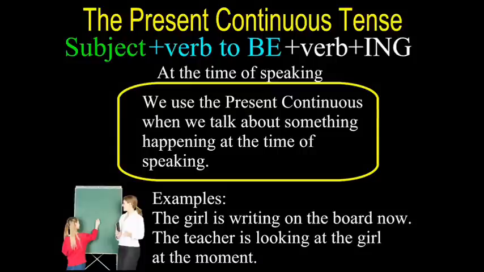The present continuous tense has different meanings. It is used at the time of speaking. We use the present continuous when we talk about something happening at the time of speaking. For example, if you look at the picture, you can see that the girl is writing on the board now. The teacher is looking at the girl at the moment.